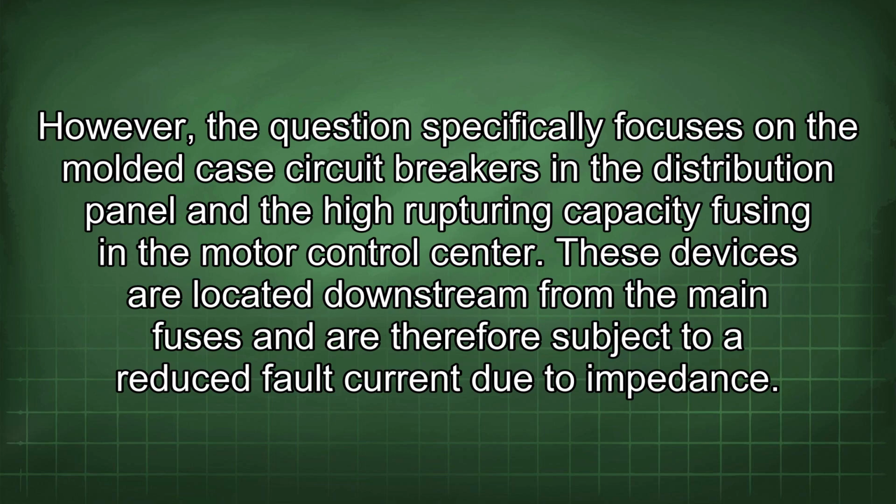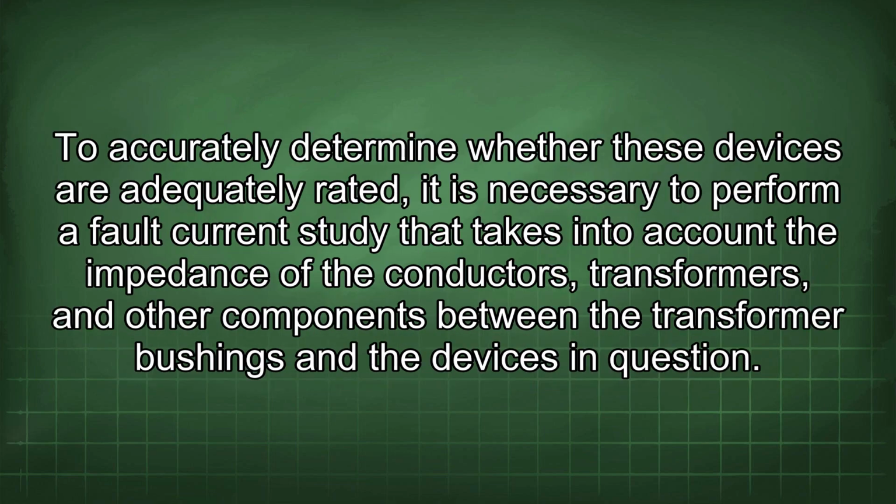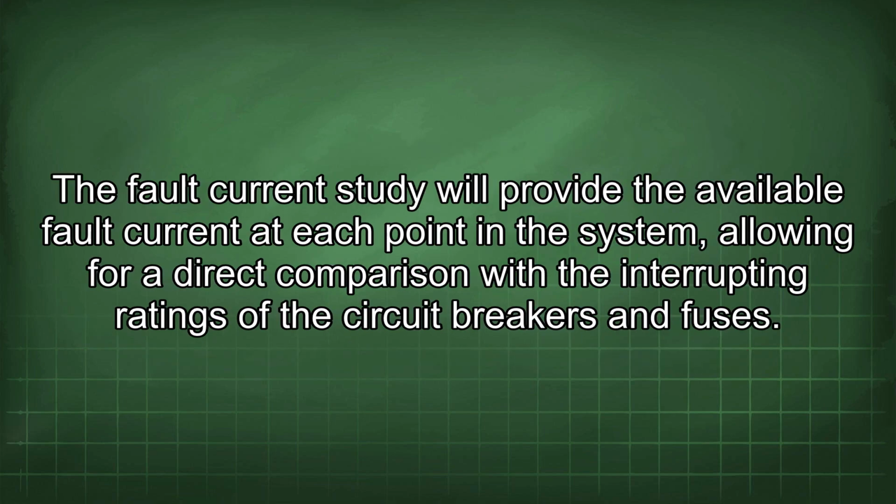However, the question specifically focuses on the molded case circuit breakers in the distribution panel and the high rupturing capacity fusing in the motor control center. These devices are located downstream from the main fuses and are therefore subject to a reduced fault current due to impedance. To accurately determine whether these devices are adequately rated, it is necessary to perform a fault current study that takes into account the impedance of the conductors, transformers, and other components between the transformer bushings and the devices in question. The fault current study will provide the available fault current at each point in the system, allowing for a direct comparison with the interrupting ratings of the circuit breakers and fuses.